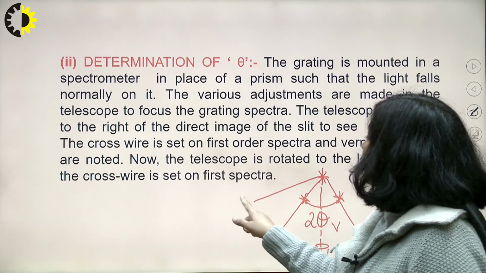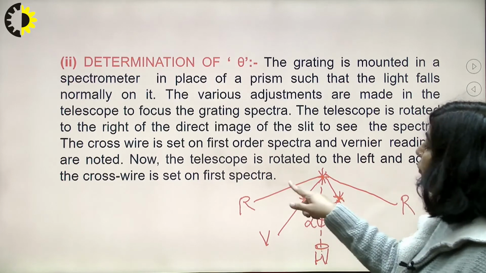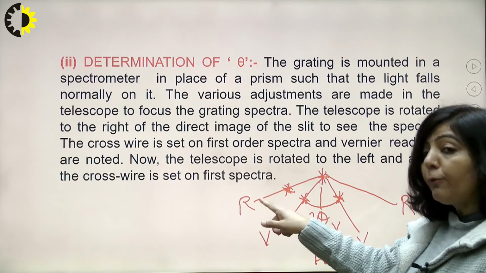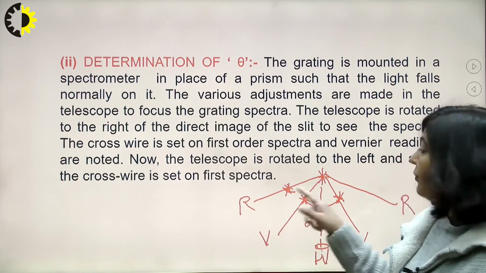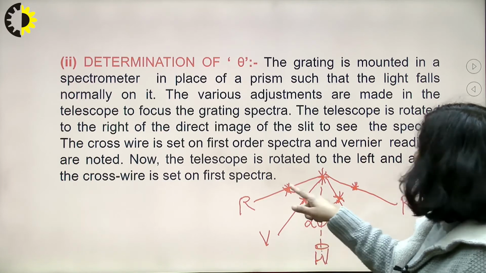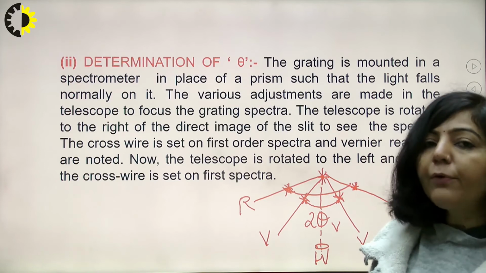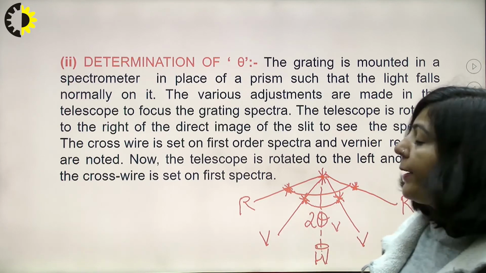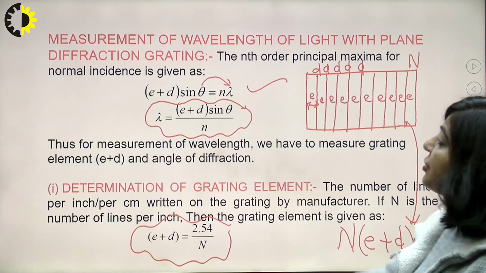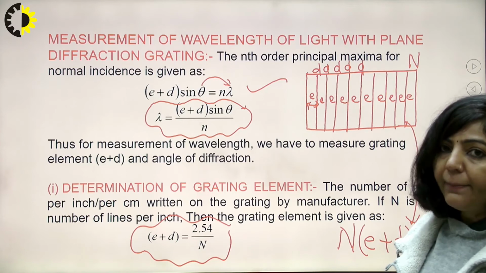Suppose you have this red color for the first order which is observed at this particular position. So you have to find the angle of diffraction here. You have to find the reading of red color from left, as well as the reading of red color from right, and the difference of these two readings will be equal to twice theta for red color. So in this way you are going to find the angle of diffraction for different colors, and once the angle of diffraction is known, you will substitute it here and you will get the wavelength of that particular color.